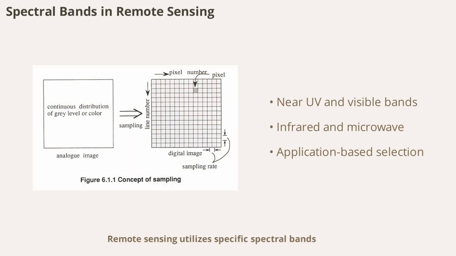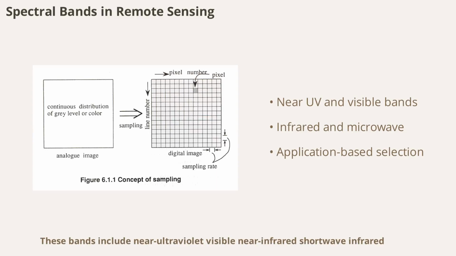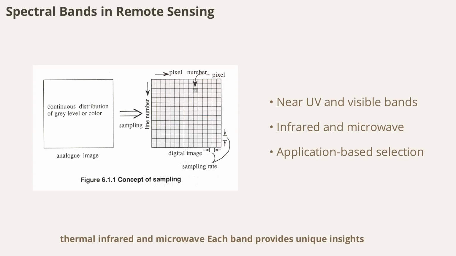Remote sensing utilizes specific spectral bands to capture information about the Earth's surface. These bands include near-ultraviolet, visible, near-infrared, shortwave infrared, thermal infrared, and microwave. Each band provides unique insights such as vegetation health, soil moisture, or surface temperature. The choice of spectral bands depends on the application and the type of information needed. For instance, reflective infrared bands are influenced by solar reflection, while thermal infrared bands are dominated by ground emission.